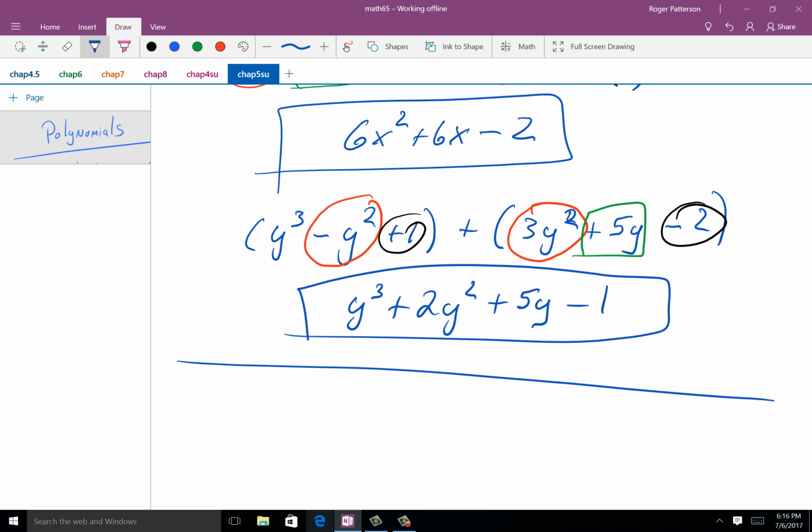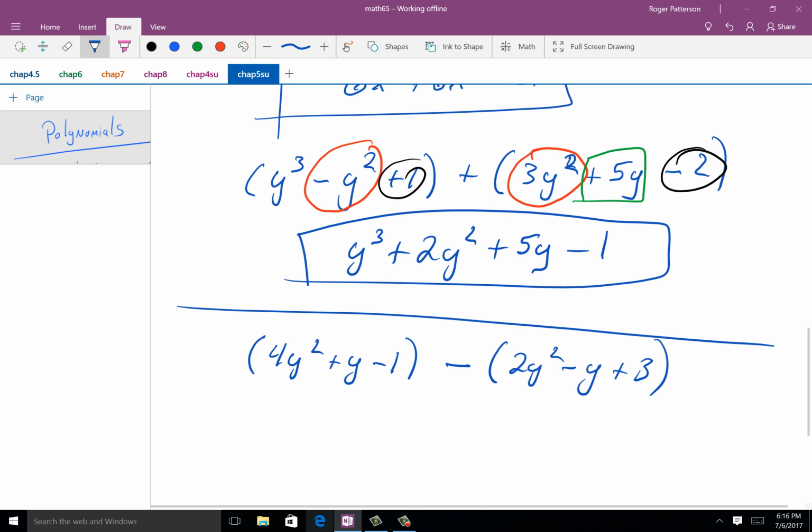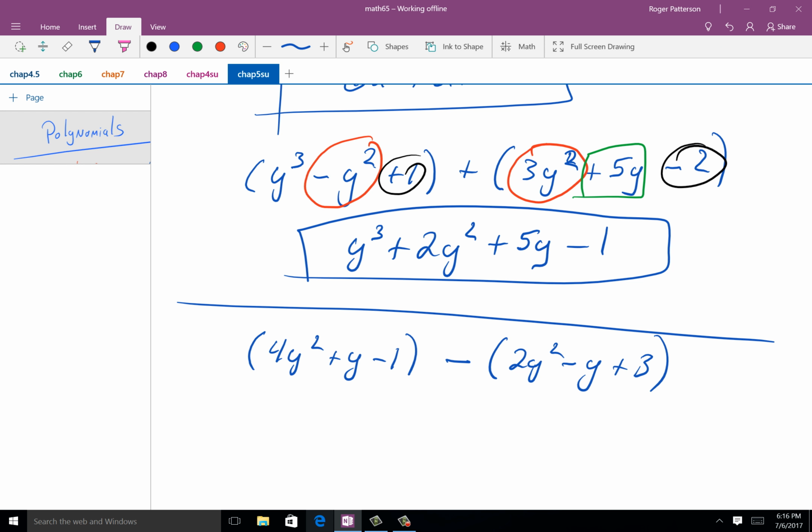So, subtracting, not a whole lot of difference. It's the same thing. It's just now you're subtracting. Okay, so say we have one like this. So now we're going to subtract.